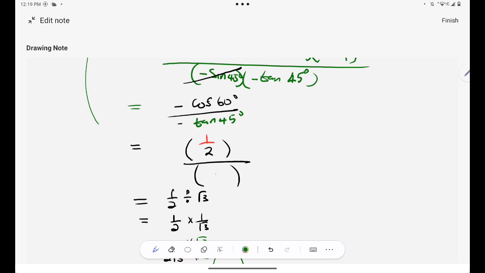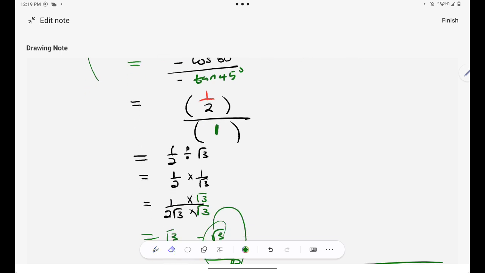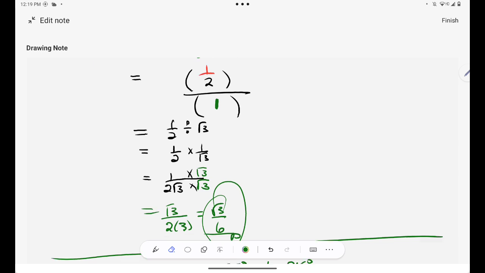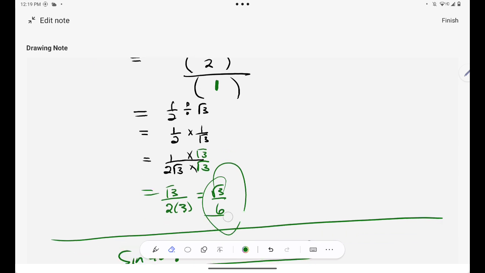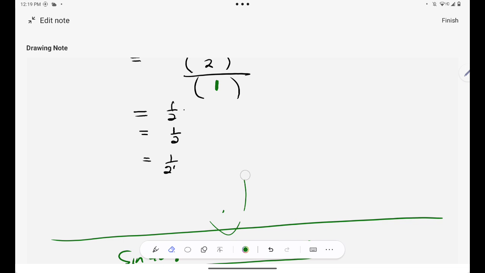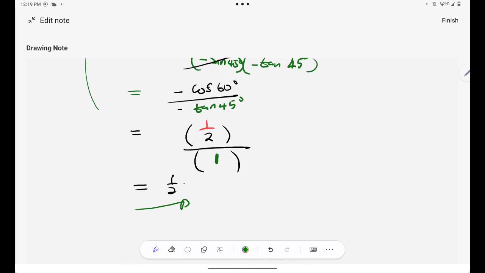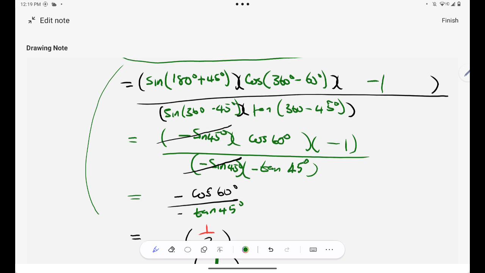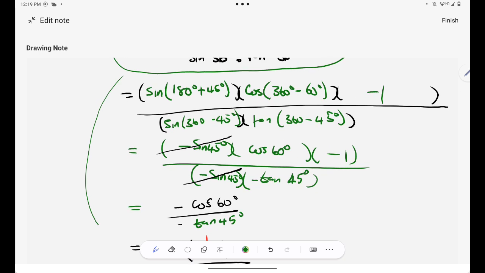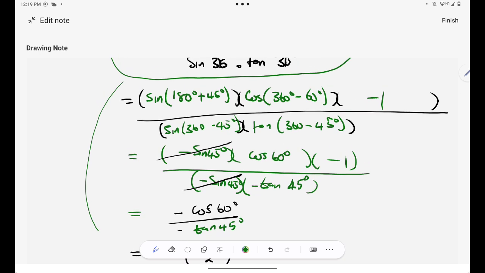This over here will be 1. So the final answer will be 1, it will be just 1 over 2. This will be the final answer. I made a mistake. At least I realized before concluding the video.